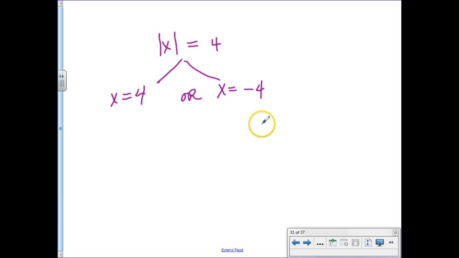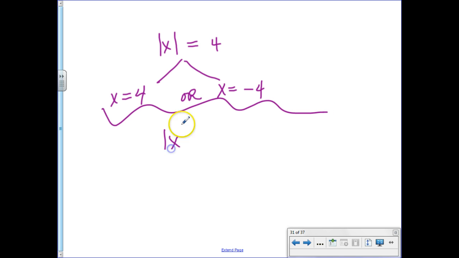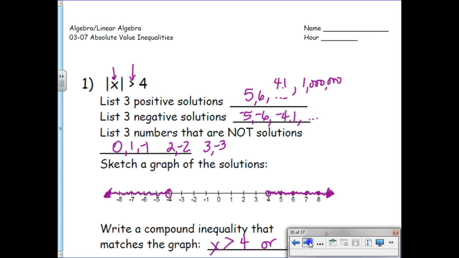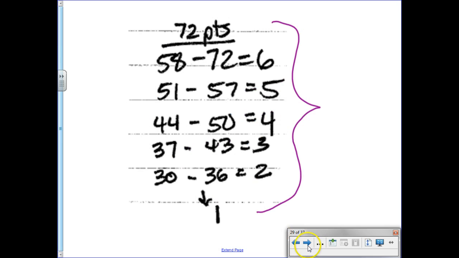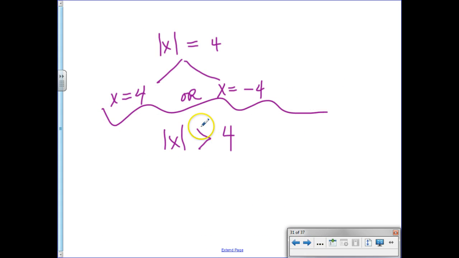Now, what's different about example number 1 is I had the absolute value of x, and I said that it happened to be greater than 4, I believe. And what I got is this compound inequality with an or statement. Much like what we did before up here, where we said two cases, you're going to do the same thing here, but with a little twist.